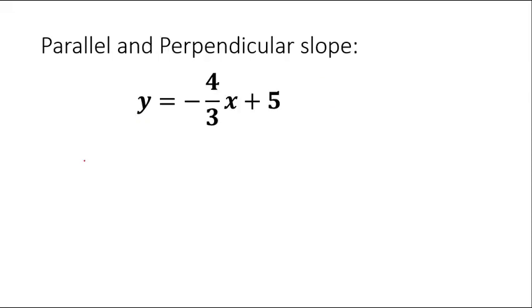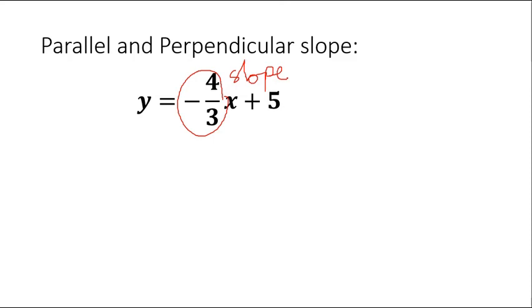Okay, so now here's our, again, parallel and perpendicular slope. So here's my equation, y equals negative 4/3 x plus 5. So the only number you're focusing on here is the number in front of the x, because this is your slope. Okay, so that's your slope.